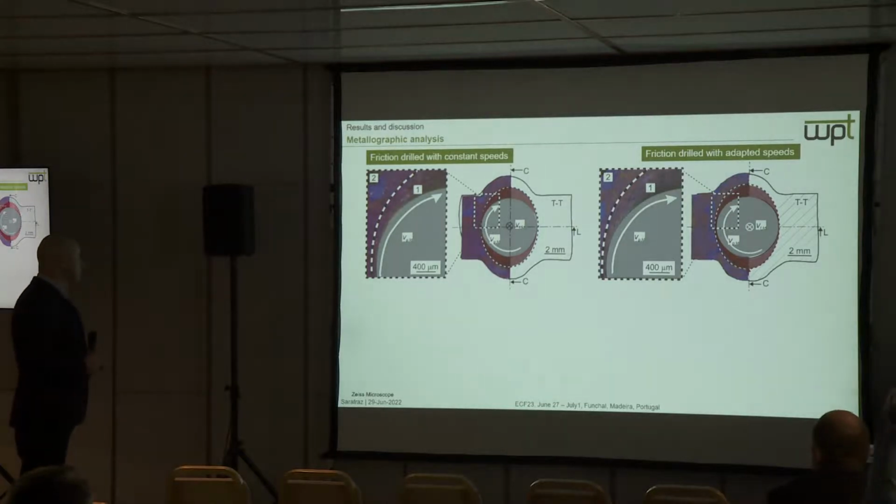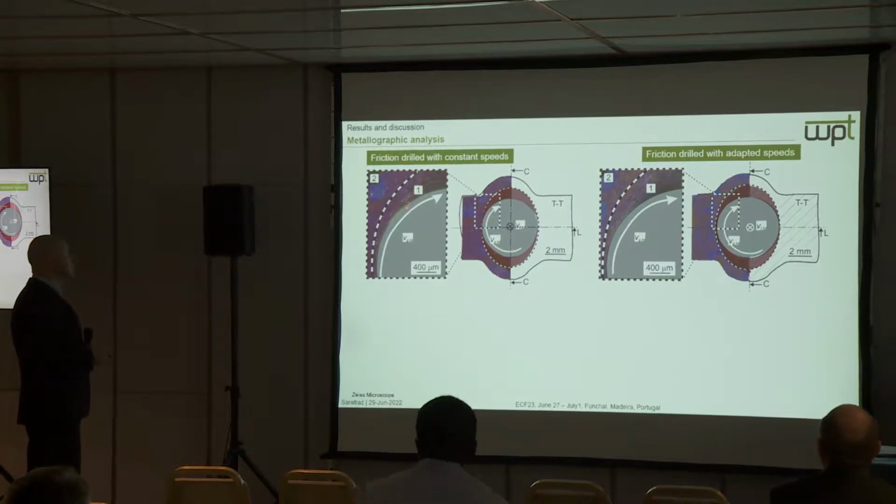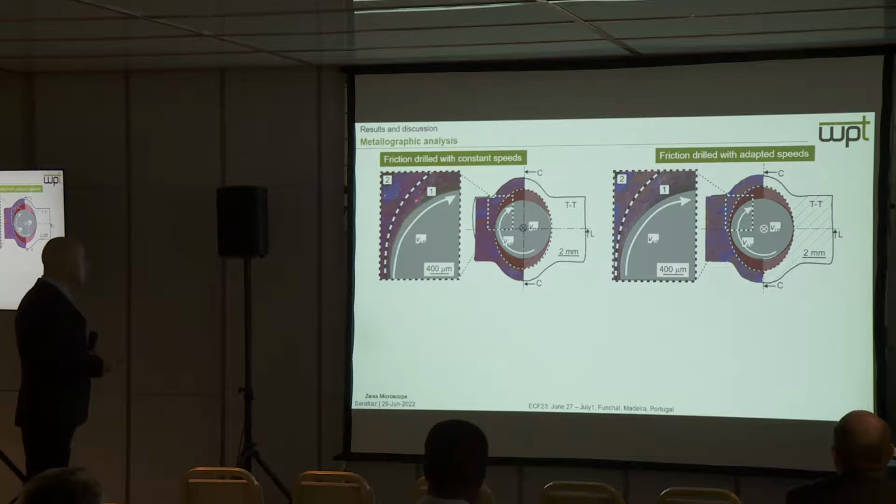Metallographic analysis was performed for both constant speed and adapted speed. Two deformation regions were defined. The first region is the region under shear and expansion, where the material was sheared by the tool's rotation and accumulated in the cross direction. Therefore, we can have a higher thickness.